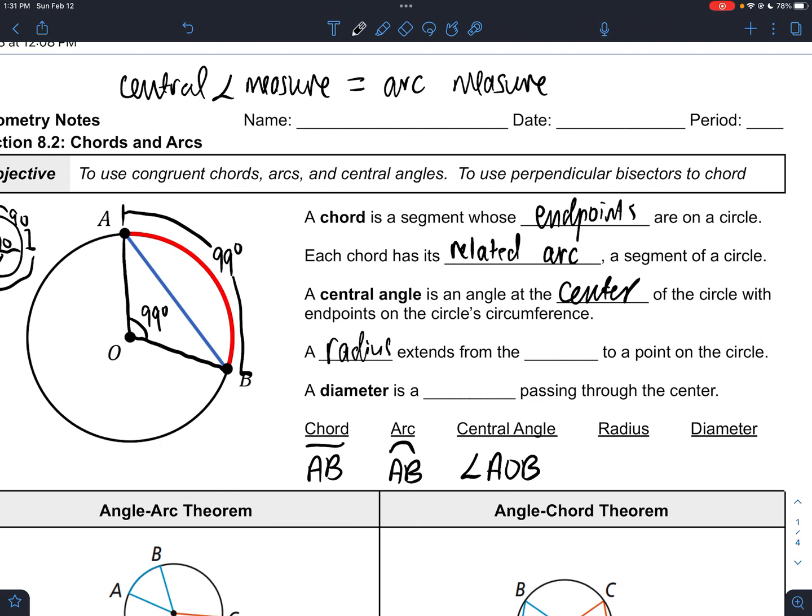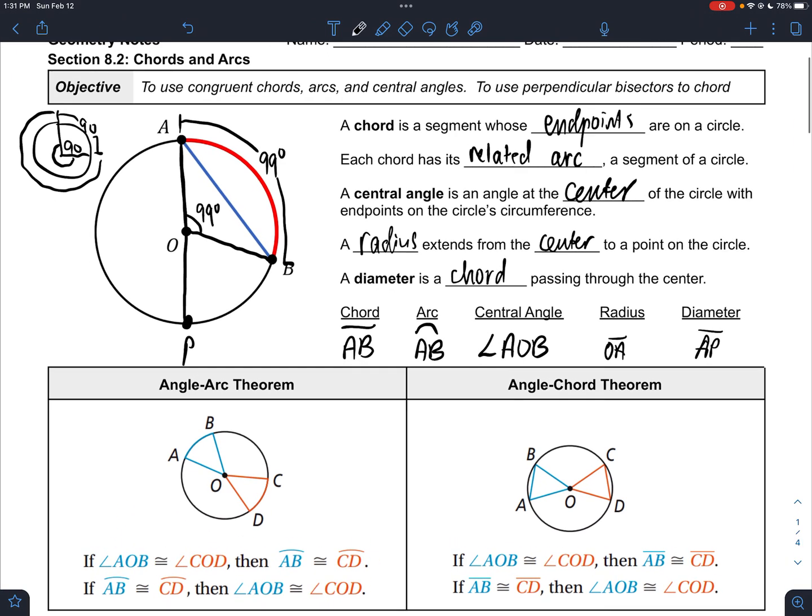Okay? And ones that you probably already know is the radius, which extends from the center to any point on the circle. So like OA. And a diameter is a special chord that goes through the center. So for example, how about AP?